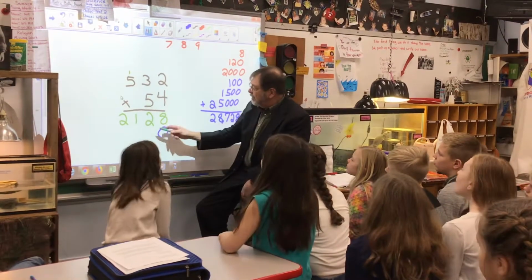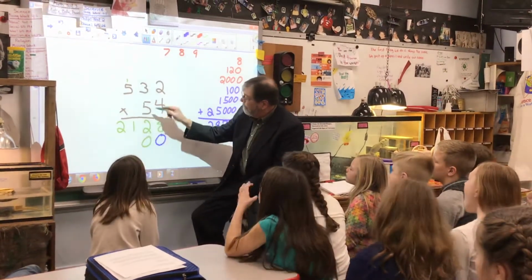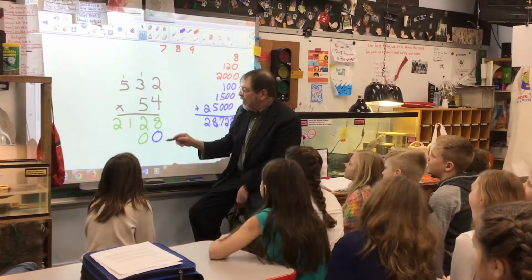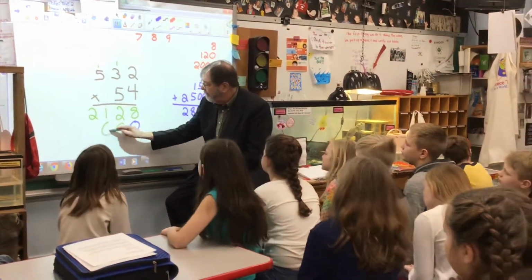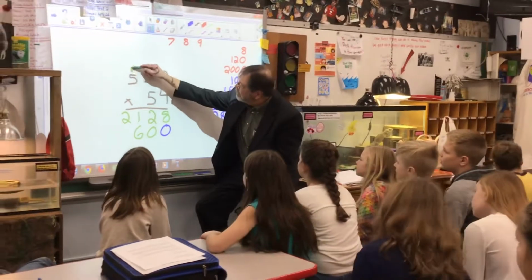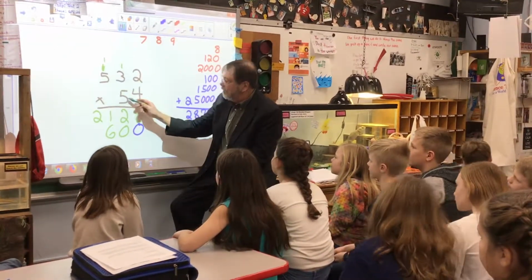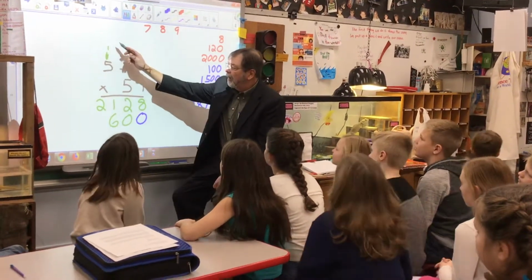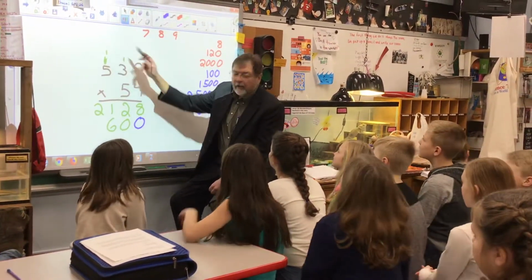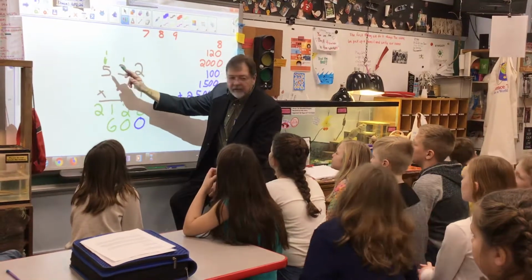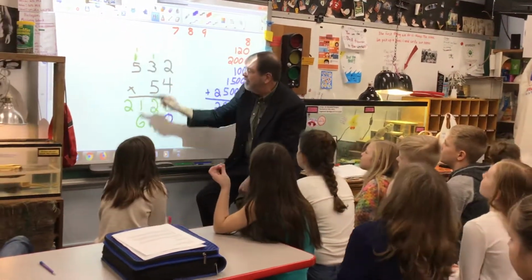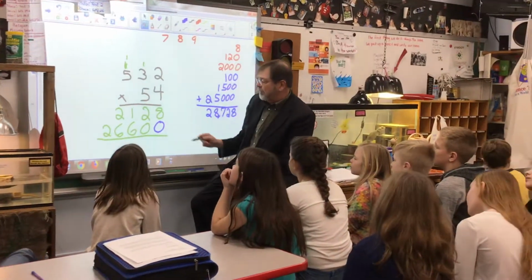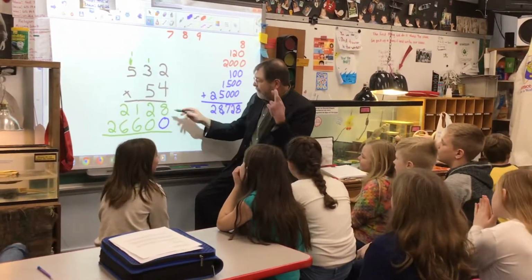5 times 2 is 10. 5 times 3 is 15, plus 1, 16. Scribble, scribble, scribble. 5 times 5 is 25, plus the 1 is 26. Okay, let's do it together. 5 times 5 is 25, plus 1 is 26. Is this the part where we cross our fingers? Yes. Okay.